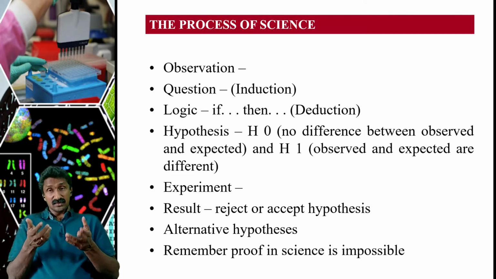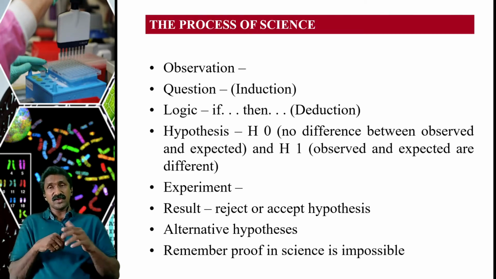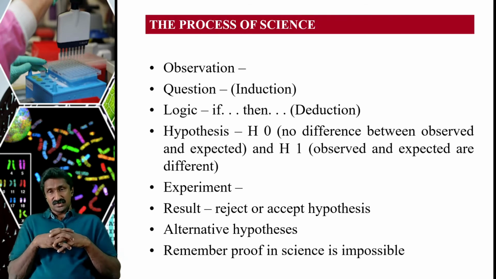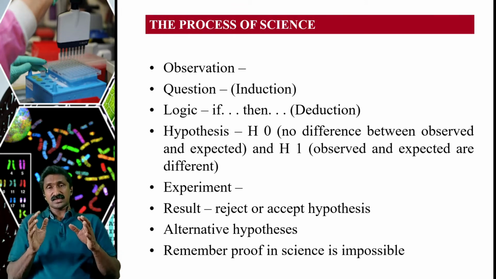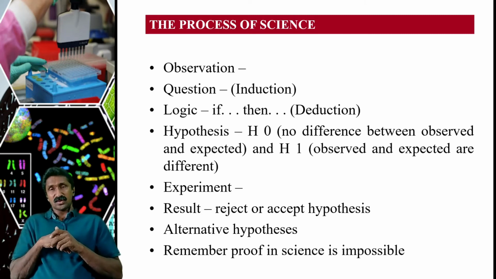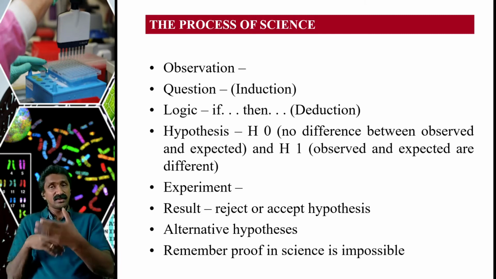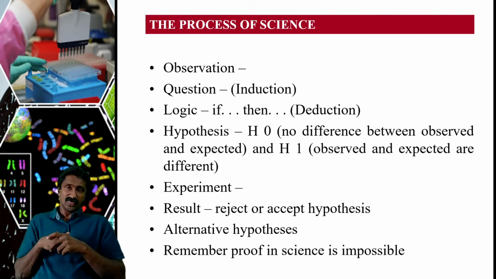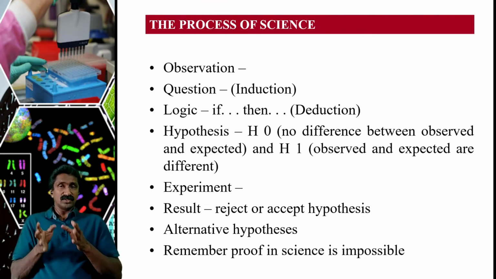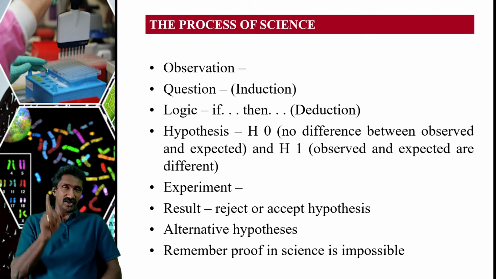Then you have the experimental portion. You design an experiment to verify that hypothesis. You get the results and observations, and based on the results you can reject or accept the hypothesis. Then sometimes alternative hypotheses are generated. Based on the results and observations, you can try to improve the hypothesis using the additional observations that you got from your results. Then you can propose an alternative hypothesis and verify that again. And remember, proof in science is not possible. You are only supporting or rejecting the hypothesis based on the available evidence.